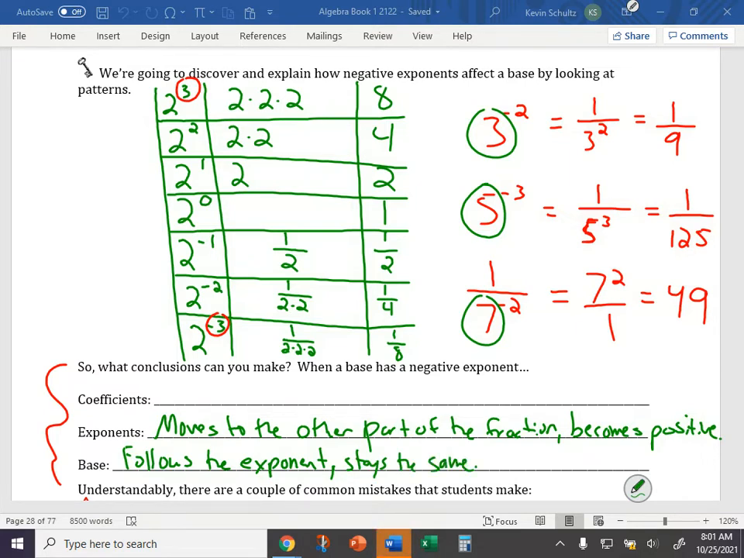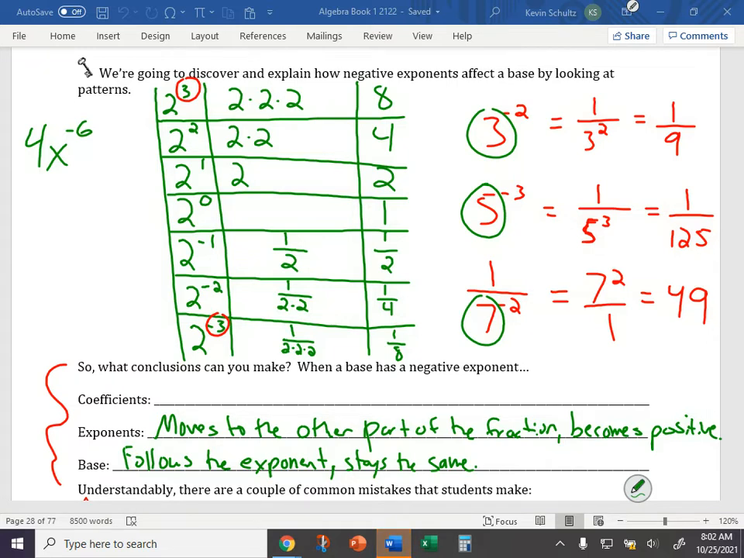I will reiterate, or maybe I'm saying it for the first time. A negative exponent does not make a base negative. Okay? A negative power does not make a base negative. The base stays the same. Right? We have not run into a coefficient yet. How you would have a coefficient would be if you had something like 4x to the negative 6th.